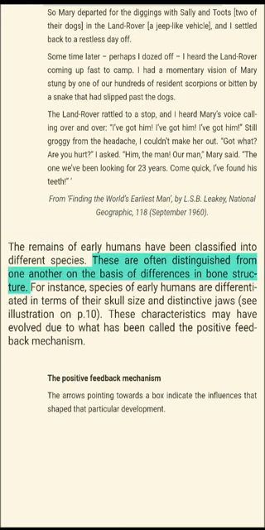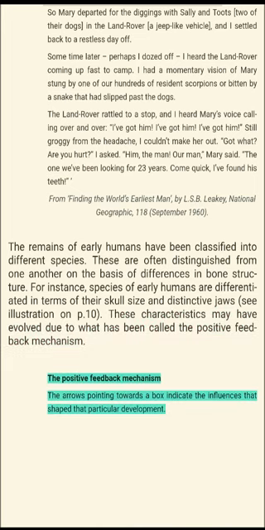The remains of early humans have been classified into different species. These are often distinguished from one another on the basis of differences in bone structure. For instance, species of early humans are differentiated in terms of their skull size and distinctive jaws. See illustration on p.10. These characteristics may have evolved due to a feedback mechanism.